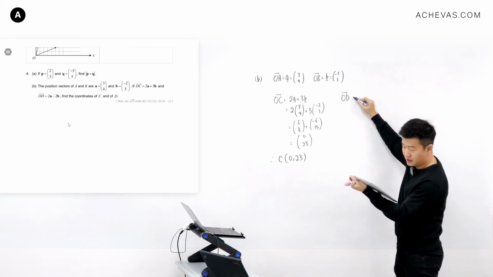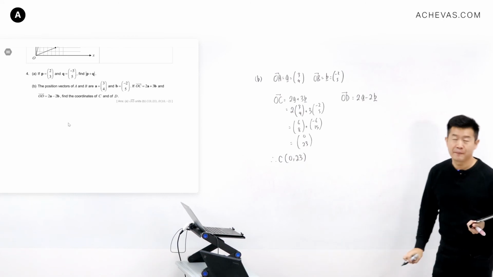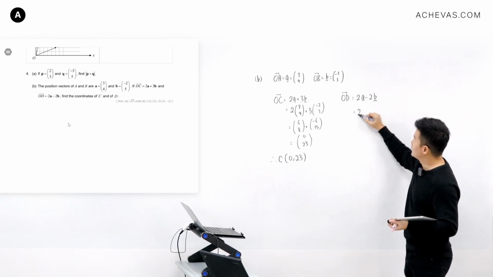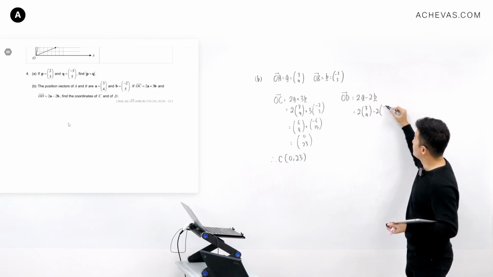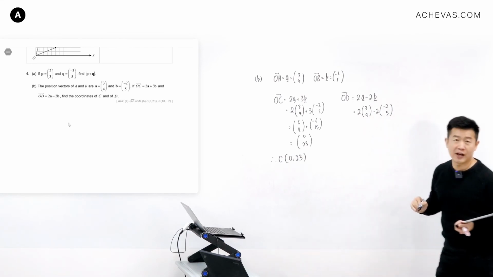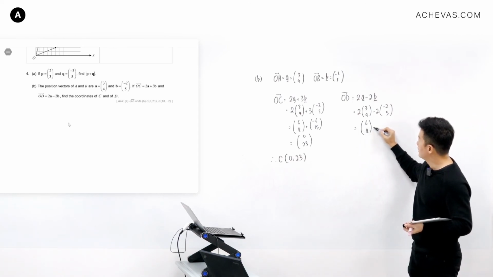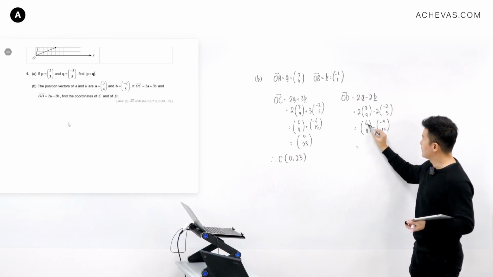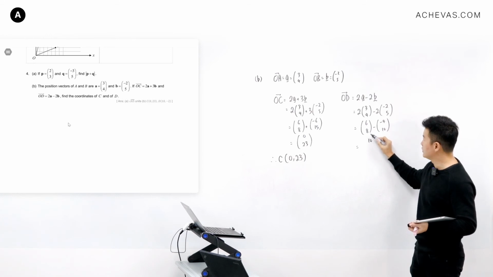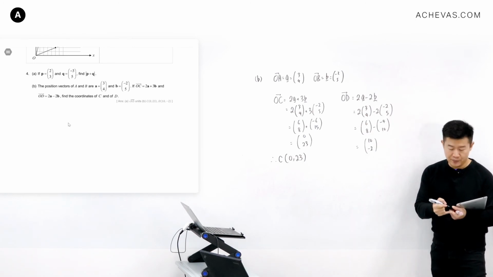OD is equal to 2A minus 2B. Okay, 2A minus 2B. So it's going to be 2 times of A, which is 3, 4, minus 2 times of B, which is minus 2, 5. And this is equal to 6, 8. Then minus 4, 10. So we have 6 minus 4, it is going to be equal to 10. 8 minus 10, this is minus 2. So the column vector of D, OD is 10 minus 2.